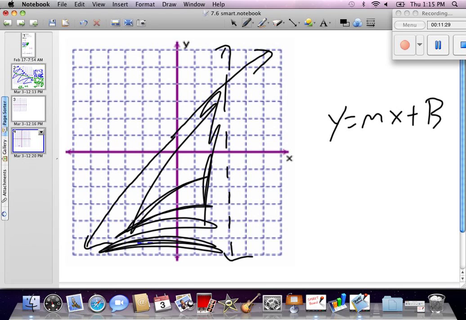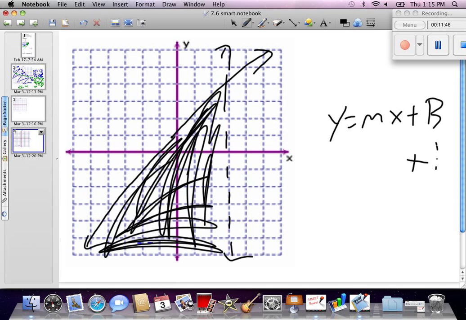So I'm going to look at the solid line first. What is my b for the solid line? We know this is all shaded in, but I'm looking at this solid line. Where does it cross the y-axis? At what point? At 1. So I know my b is 1.